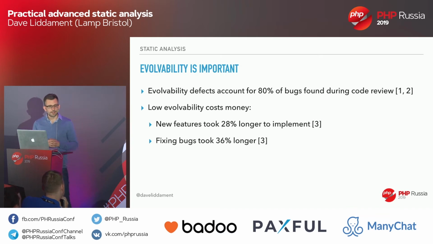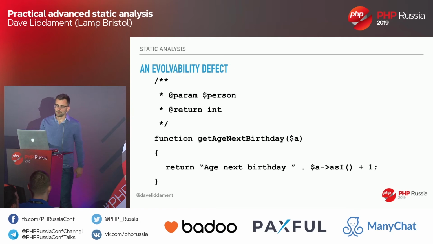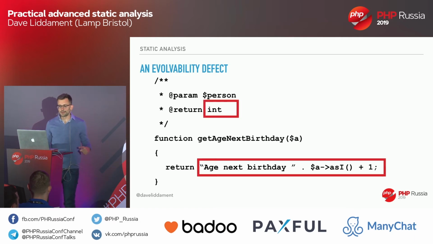So, it's taking 28% longer to implement code on poor quality code, and bug fixes take longer. And there are studies that back this up, which is good if you want to take them to management. So a kind of evolvability defect here. We're saying the return type is int, but actually when we look at the code, it doesn't really look like it's returning an int. It looks like it's returning a string.